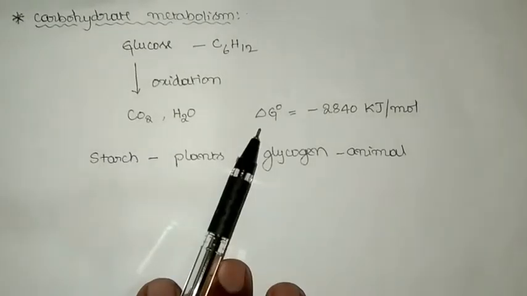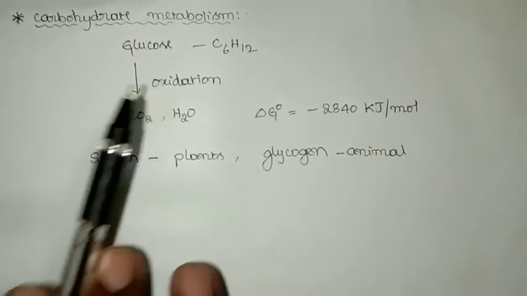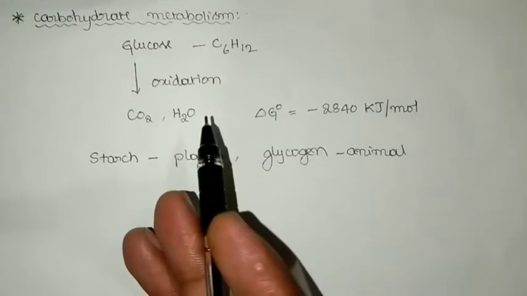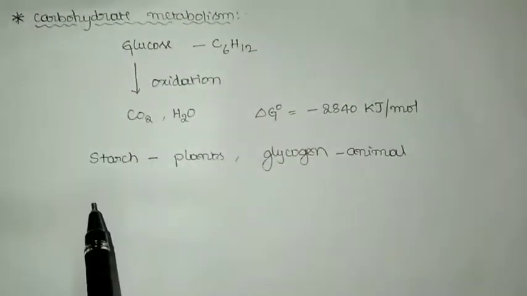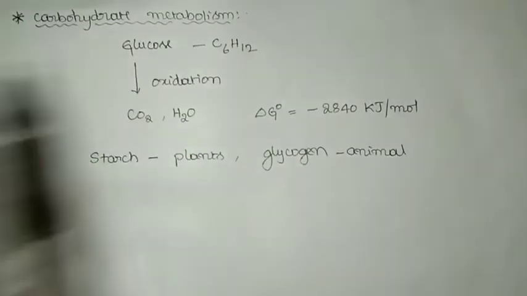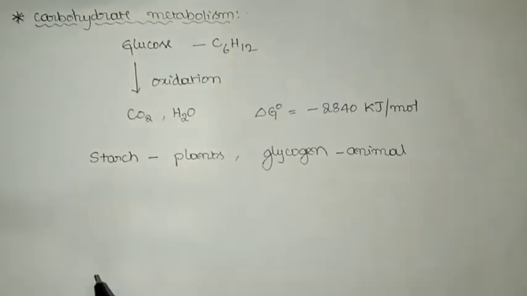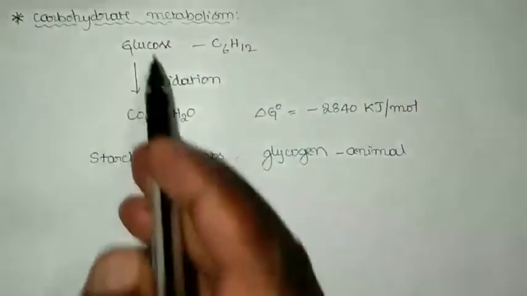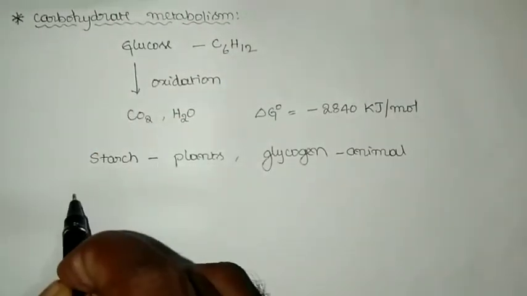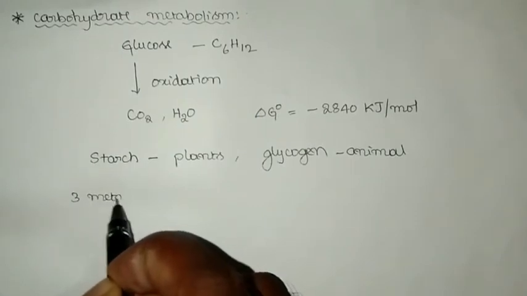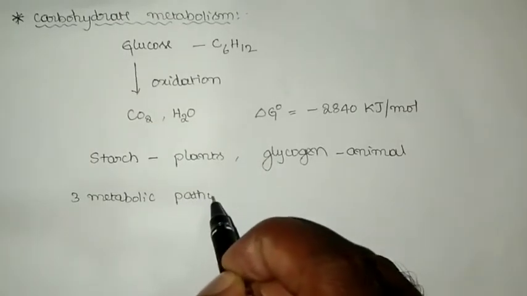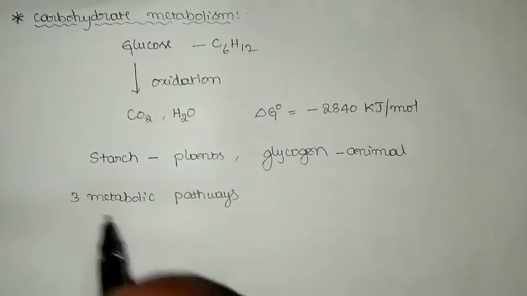Along with supplying energy, glucose has the capability of supplying a number of metabolites, in simple language, metabolic intermediates. And those metabolic intermediates produced from glucose are very useful in biosynthetic reactions. So that is the specialty of glucose. If you observe carefully, glucose has a total of 3 important metabolic pathways.